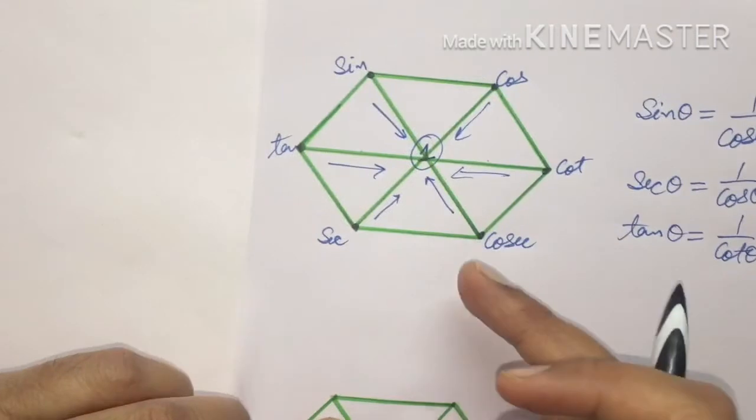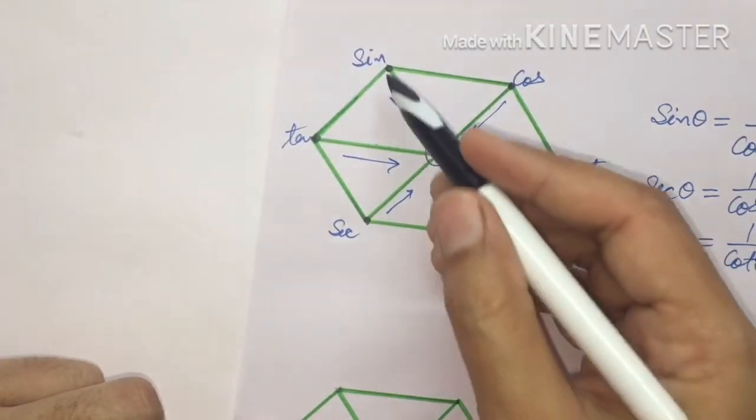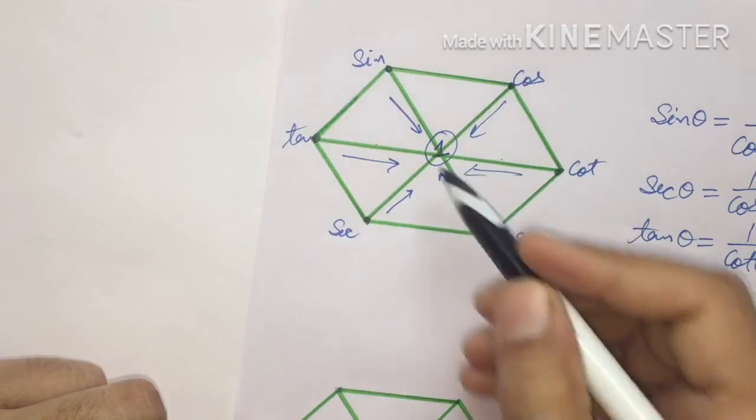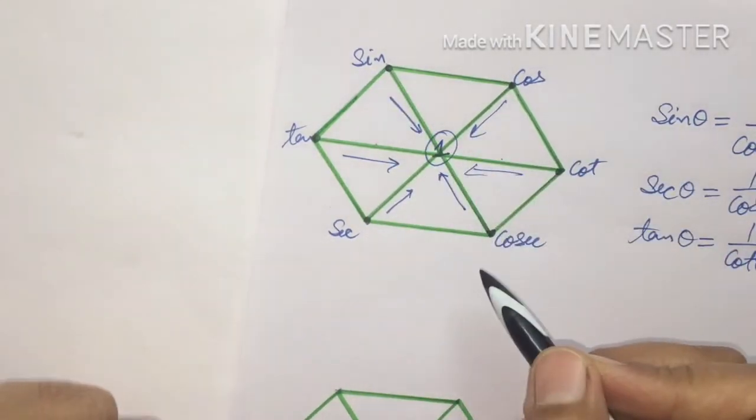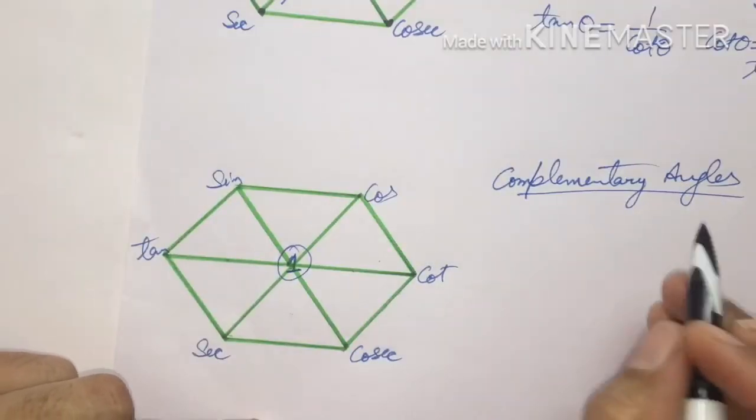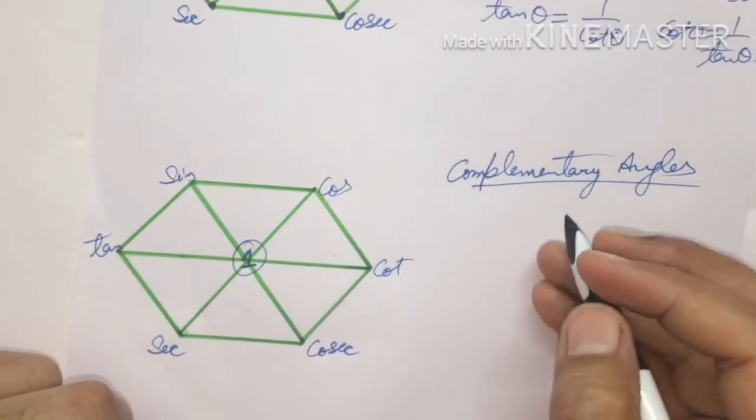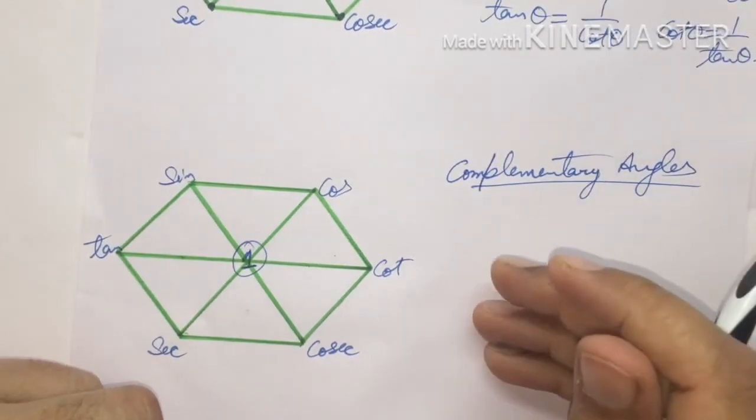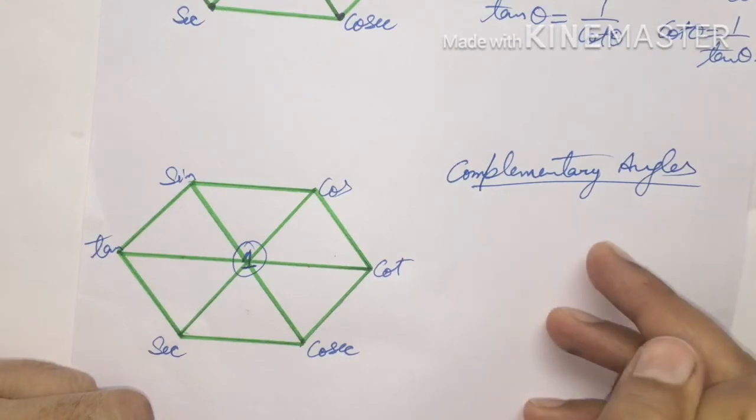But we need to focus on the functions situated on the opposite vertices, diagonally opposite vertices on the hexagon. Now, do you remember complementary angles? Complementary angles means angles which, when we add these two angles, give a sum of 90 degrees.